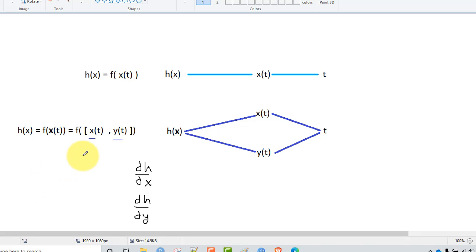So if we're going to take the derivative of h with respect to either x or y, we have to use the partial symbols because h depends on both x and y. However, we also know that x depends on t and y also depends on t. So this small x, or non-bold x, depends on t, and this non-bold y also depends on t.